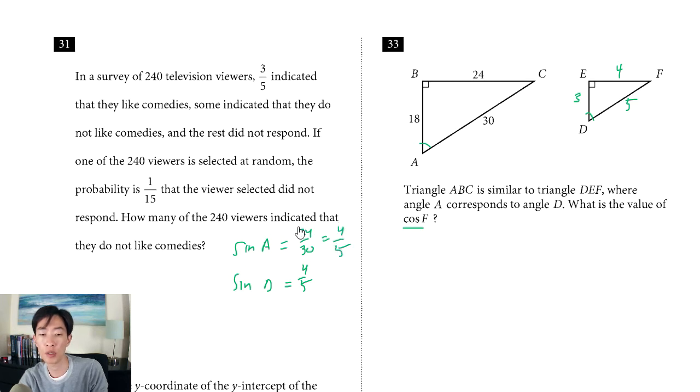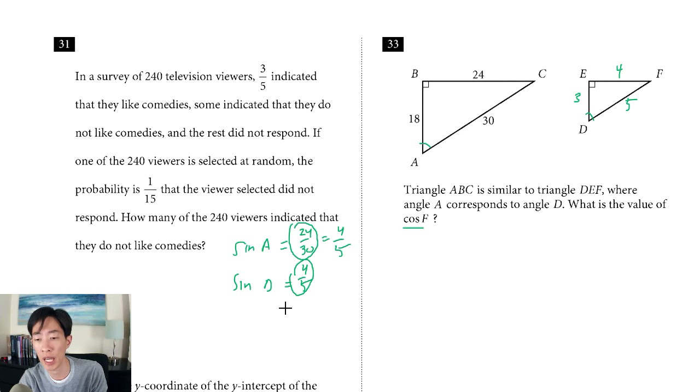So what's important to keep in mind is that trig functions are ratios. Even though each individual side is not the same, in other words, 24 is not the same as 4, the sine of an angle is the same because it's the ratio between two sides. In other words, the ratio of 24 divided by 30 is the same as 4 divided by 5. That's why the sine of A is equal to the sine of D.